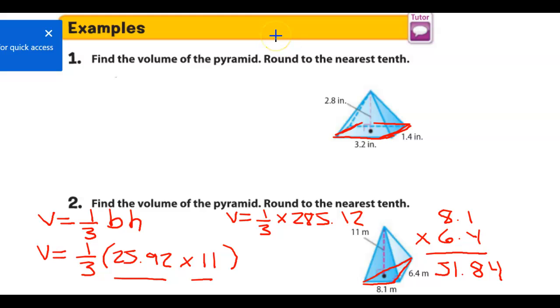I'm going to go ahead and change the pen color here, you guys, just so we can see a little bit better. So that's going to give me 95.04. So then the volume of this is 95.04, and we're dealing with meters, so it's going to be meters. We're doing volume, so it's going to be raised to the 3rd power.